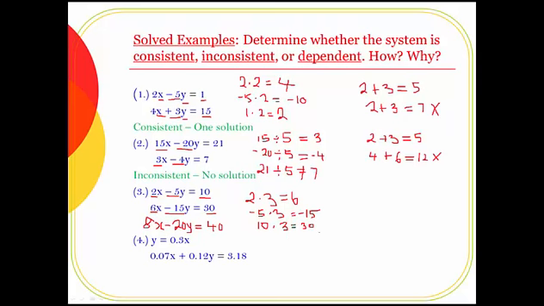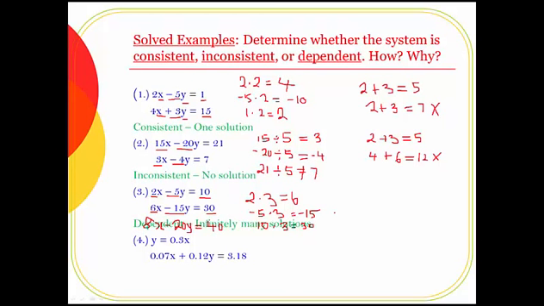Okay? So you're saying the same thing, and because you're saying the same thing, the solution is dependent. So it has many solutions. It is a dependent system. The system is dependent, and it has infinitely many solutions.